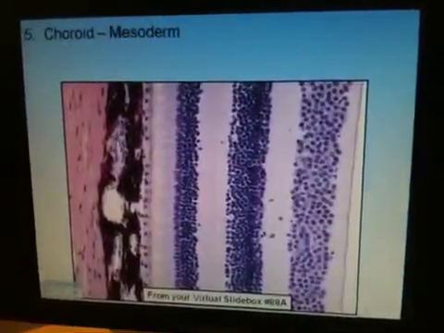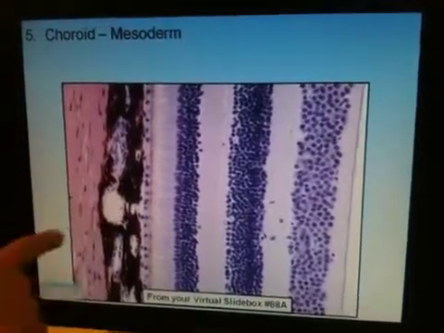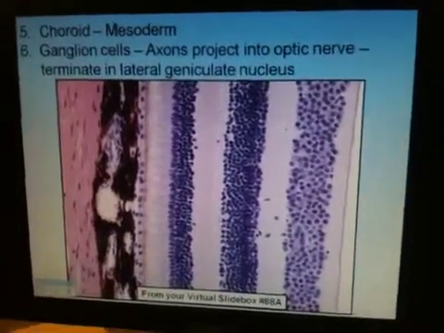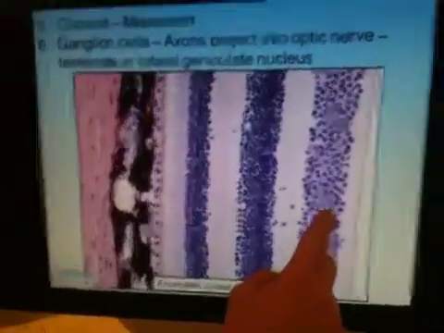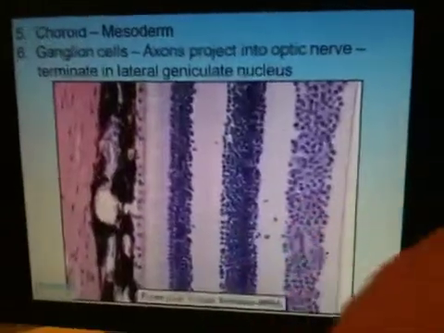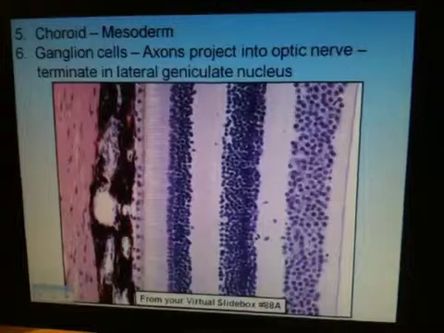Number 5, this is the choroid, highly pigmented. It's from mesoderm. Number 6, these are ganglion cells on the far right, and their axons project into the optic nerve. Looking on to the next brain and behavior block, they terminate in the lateral geniculate nucleus.